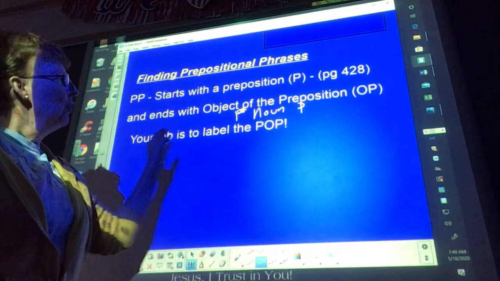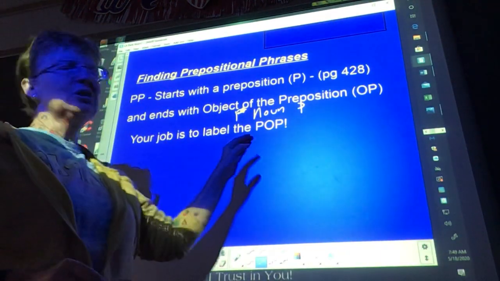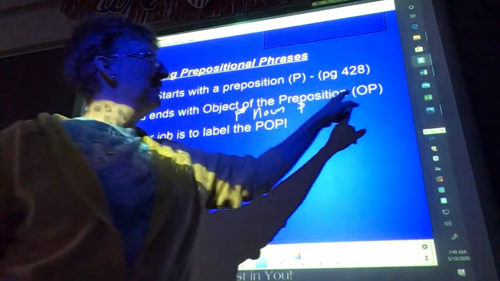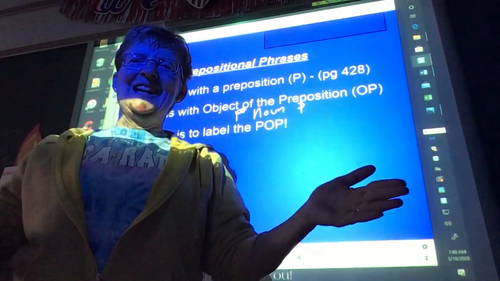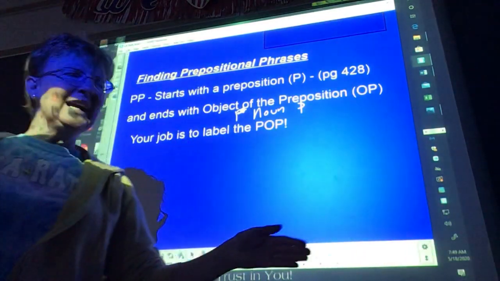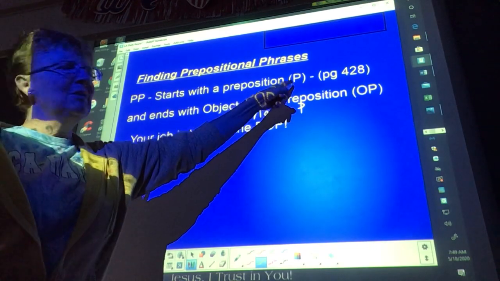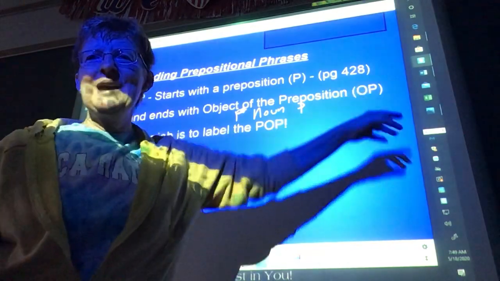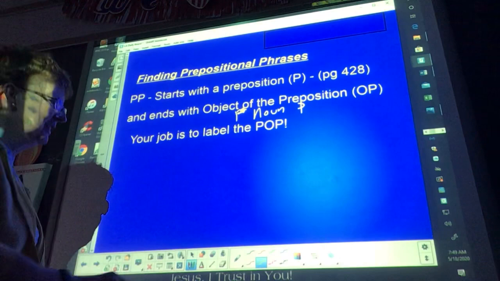So when you're given sentences, you're going to find the preposition, and then you're going to find the object of the preposition, and you're going to label them. So it's just that easy. You're going to find the prepositional phrase, write the whole thing out, label the preposition with a P, and label the object of the preposition with an OP, and then you're going to get a pop, like a popcorn. It's going to pop, okay?